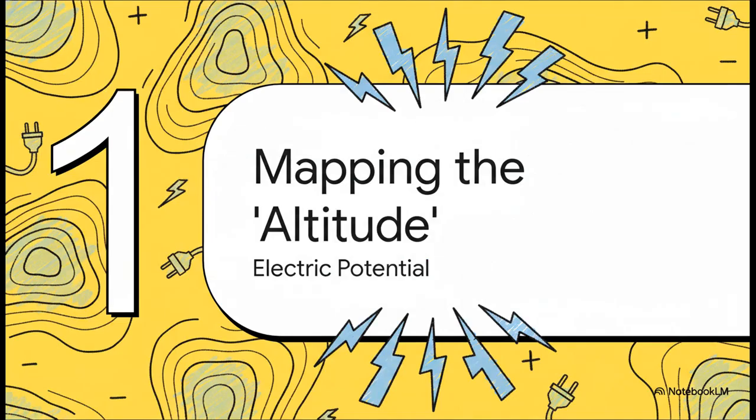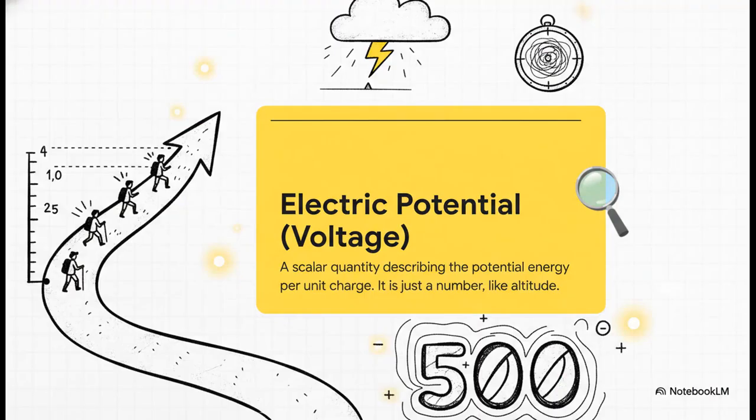Okay, so if we're going to make an electrical map, the very first thing we need is a way to measure the altitude at any given spot. In our invisible landscape, that altitude has a special name, electric potential. So electric potential, which you probably know better as voltage, is really just a number assigned to a point in space. That's it. Physicists call this a scalar quantity. It tells you the potential energy at that spot. Kind of like saying your altitude is 500 meters. It has a value but no direction. And that simplicity? Well, that's its superpower.